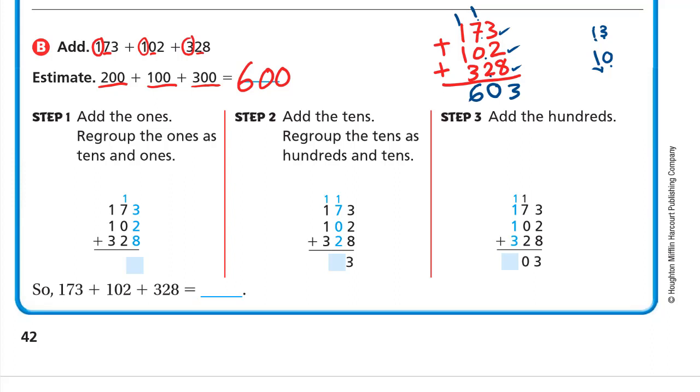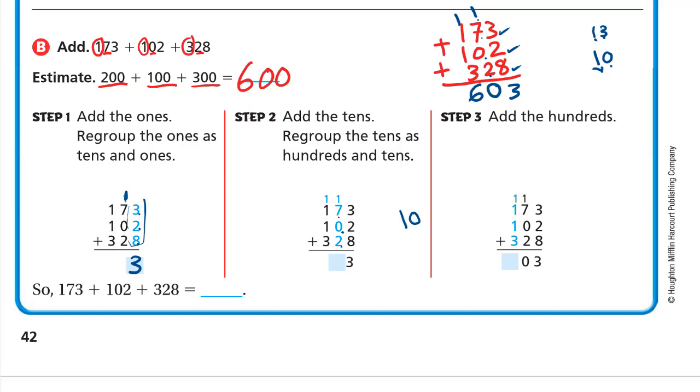603. So let's see if we did it step by step. First add the ones. So 3 plus 2 is 5. 5 plus 8 is 13. So I write the 3 and carry up the 1. Okay, so in step number 2 we have the 1 that we carried up, and 7 plus 0 plus 2. So 1 plus 7 is 8, plus 0 is 8, plus 2 is 10.